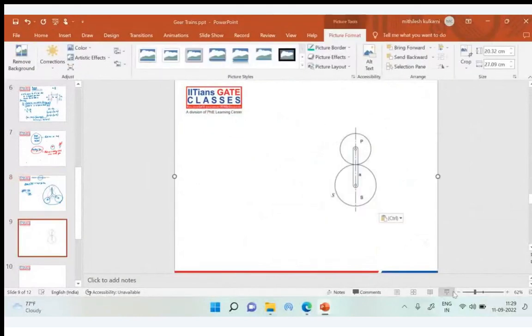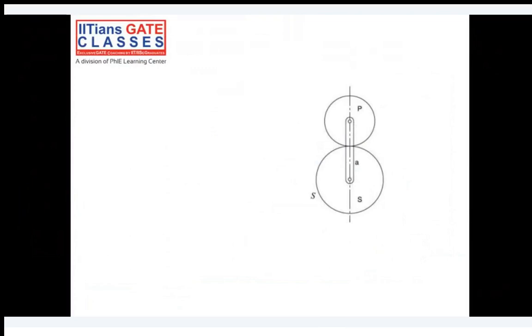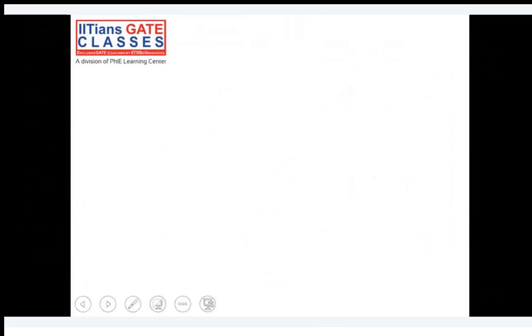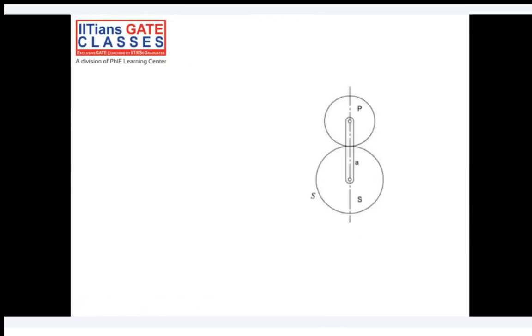There are two ways through which you can analyze the epicyclic gear train. One is the tabular method, and another one is the relative velocity method. We'll study both, because understanding both methods will give some details about this gear train.